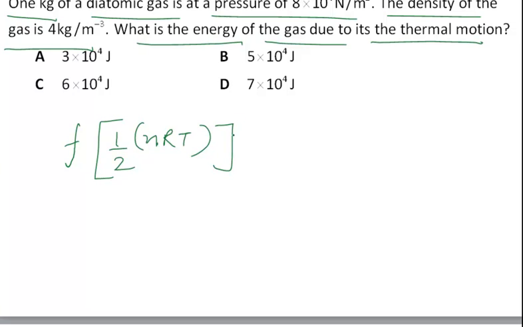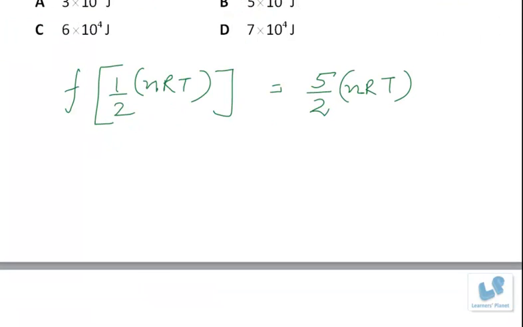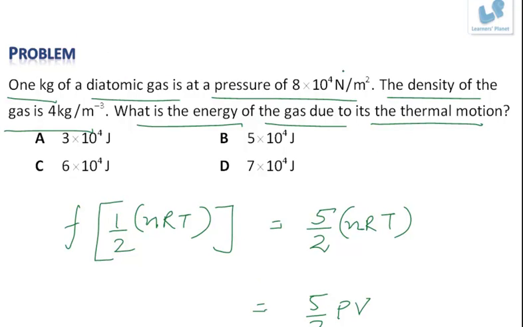Now in case of a diatomic gas, degrees of freedom is 5, so it is 5 by 2 nRT. Now this nRT can be written as PV, assuming gas to be ideal, so 5 by 2 PV. Now we are given pressure, we have to find out the volume. Now volume is given by mass upon density. Now mass is 1 kg and density is 4, so we have 1 by 4 meter cube as the volume.